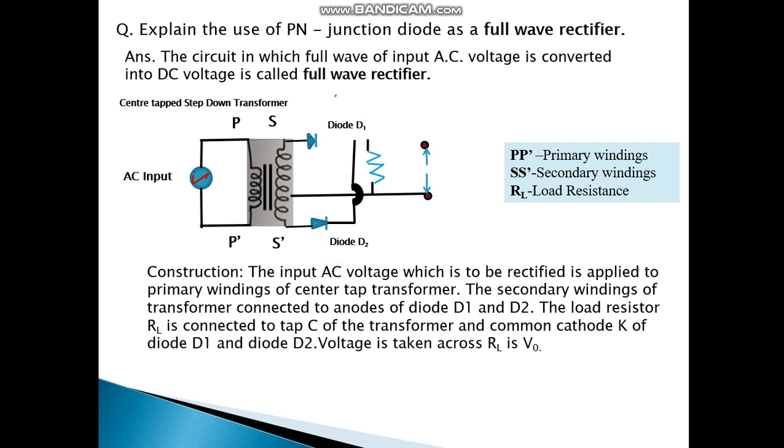The load resistance RL is connected to tap C of the transformer and the common cathode K of the diodes D1 and D2. Voltage is taken across RL. So that's the direction of the flow. It's again unidirectional flow. That's the DC output.